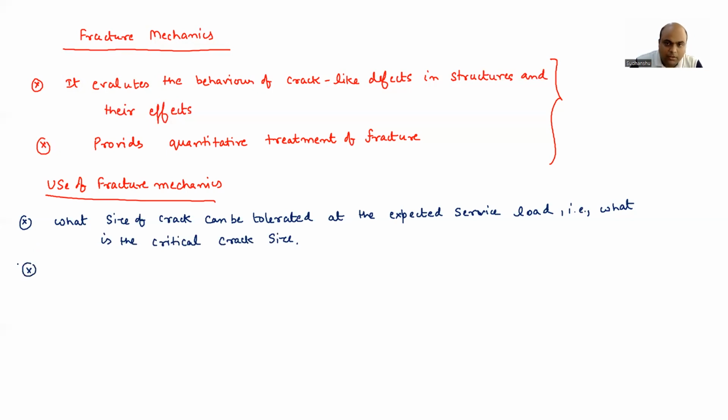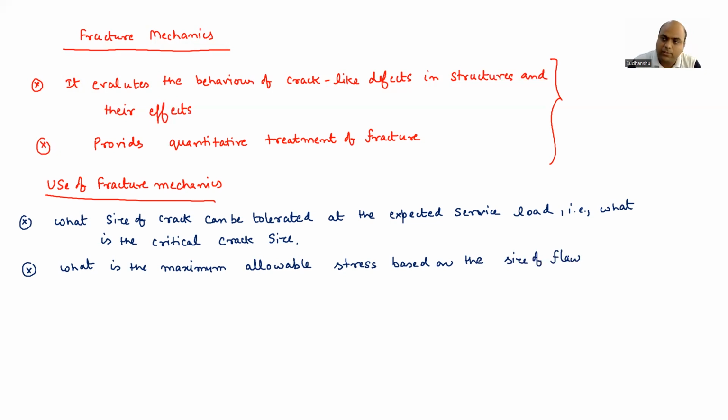Now vice versa, right? If you know the crack length, say you did NDT and you already know what is the crack length in this particular say plate, right? So what could be the maximum applied stress you can have so that your material doesn't fracture? That is point number 2. What is the maximum allowable stress based on the size of flaw? Crack, right? Flaw here is your crack.